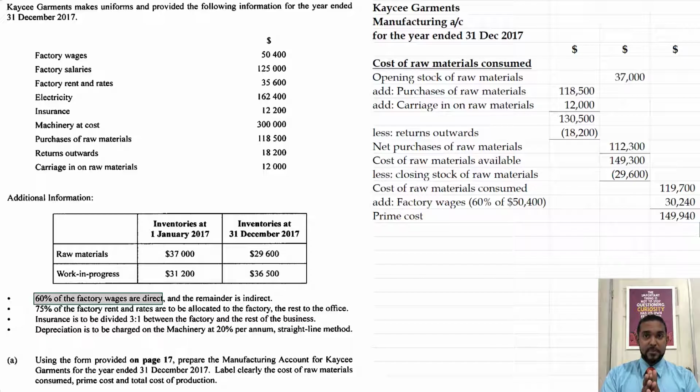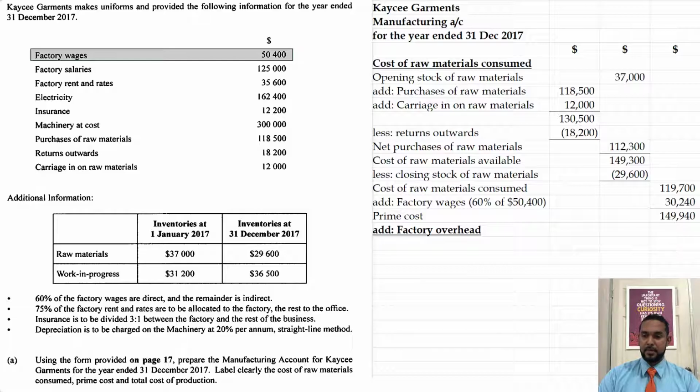Now, sometimes there are other direct costs, which they should specifically say. It could be stuff like royalties, franchise fees, copyright payments, patent fees, that kind of stuff. So look out for those things. Now we have the overheads. So the overheads are the factory costs that are not directly involved in the physical creation of the goods. So we could start probably with the factory wages, the other 40%, right? So 60% went to prime costs and 40% will go here. So indirect wages, then factory salaries will definitely be next.